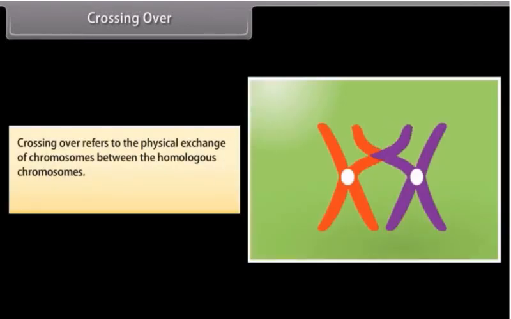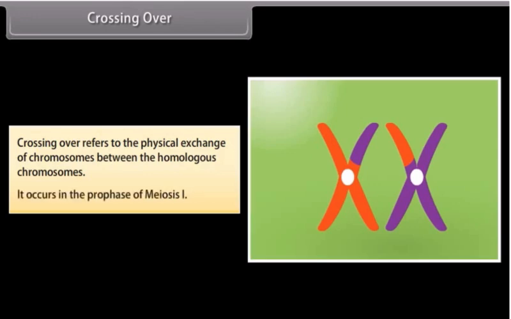Crossing over. Crossing over refers to the physical exchange of chromosomes between the homologous chromosomes. It occurs in the prophase of meiosis 1.